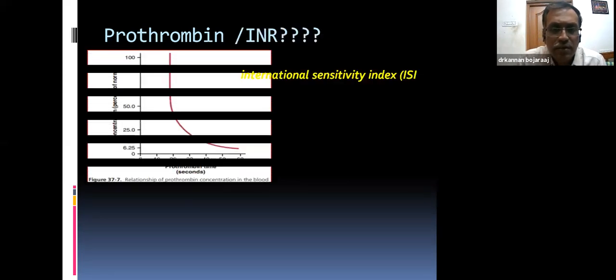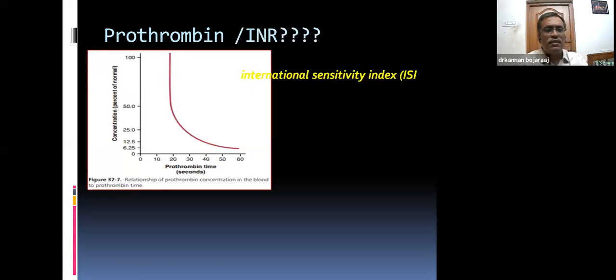Okay. So this is the figure. This denotes that there is a relationship between the prothrombin time and the concentration of prothrombin in the blood. See this. Now, this is 100%. The prothrombin time is roughly about this place, that is 14 seconds.